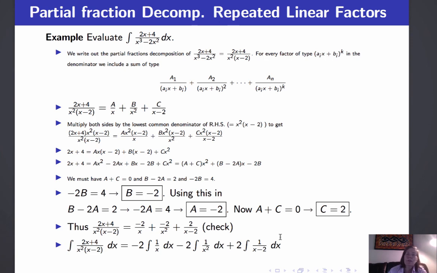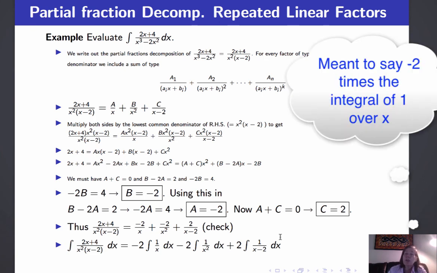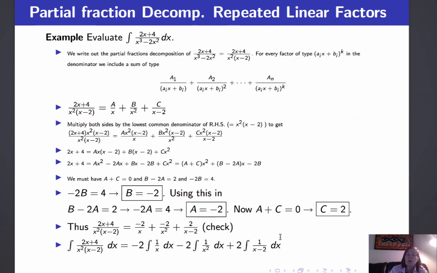Now the integral of our rational function is minus 2 times the integral of 1 over x dx, which is very easy, minus 2 times the integral of 1 over x squared dx, which is also very easy, plus 2 times the integral of 1 over x minus 2 dx, which is also very easy.